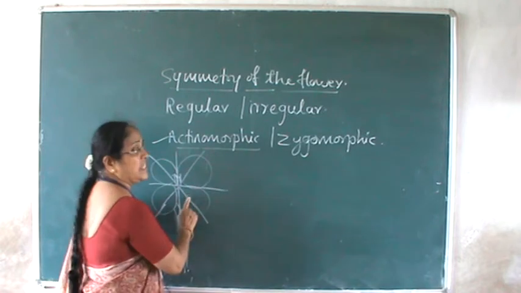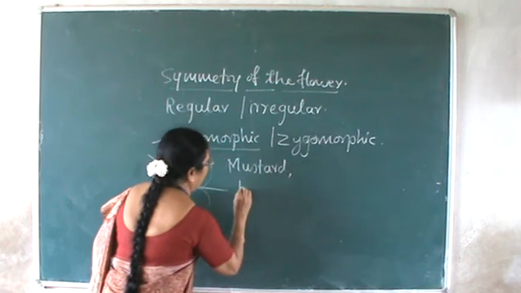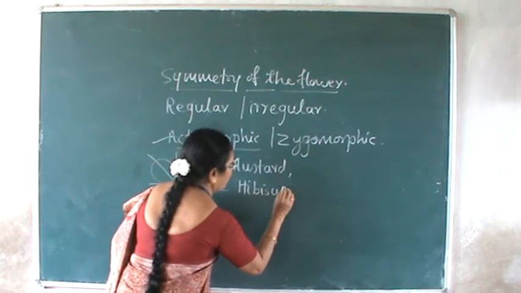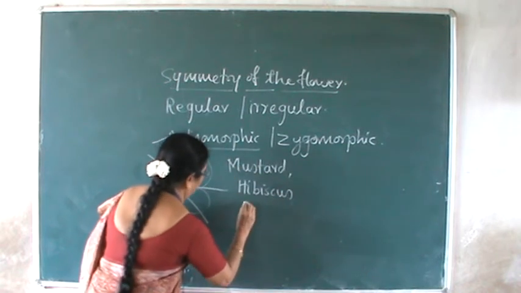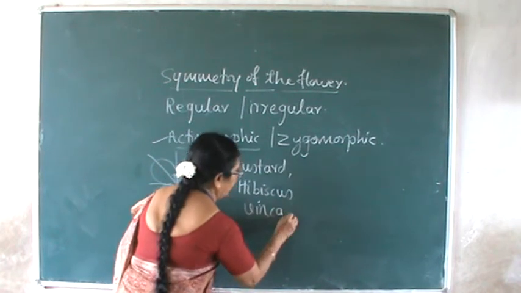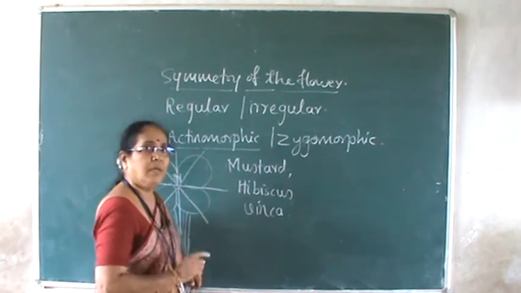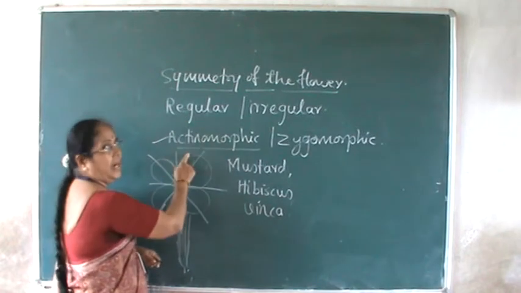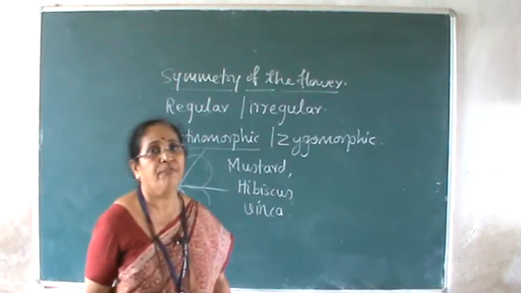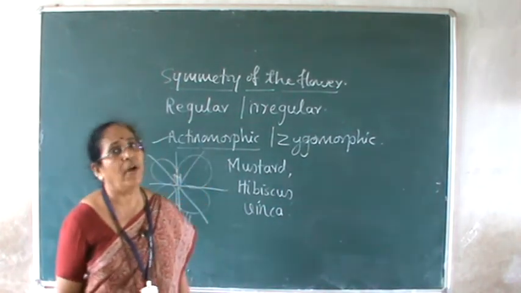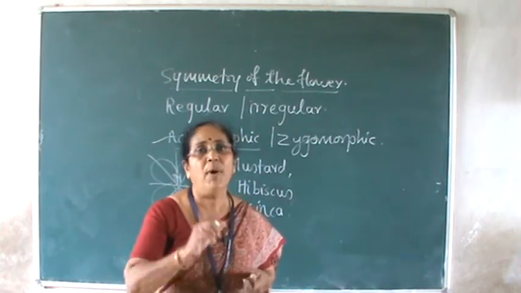An example can be seen in the case of mustard, hibiscus, vinca, which are examples for the actinomorphic flower. The next word: you can use both the words regular and actinomorphic, and these are the examples. Now irregular or zygomorphic. A zygomorphic flower is the one which can be cut into two equal parts in only one angle.